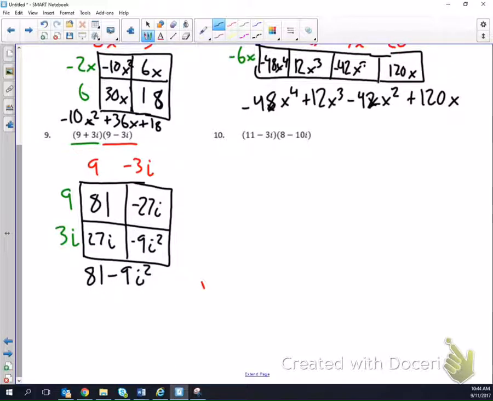But we should remember i squared is just a negative 1. So that really becomes negative 9 times a negative 1, which would just be a positive 9. 81 plus 9 is 90. So there's our final answer there.